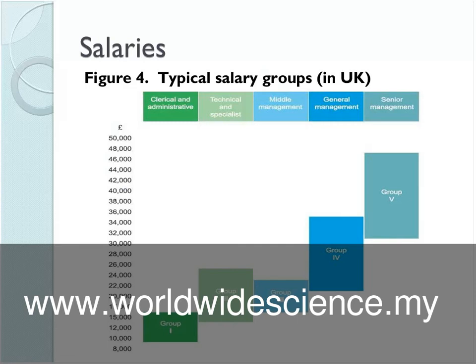Group 2, the technical and specialist, get 15,000 to 24,000. This is just an example. Statistics given of this kind: middle management, the general management, the senior management, they get the high salary in the organization. So let's see. This is just for you as an example.